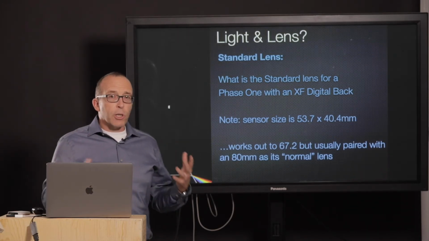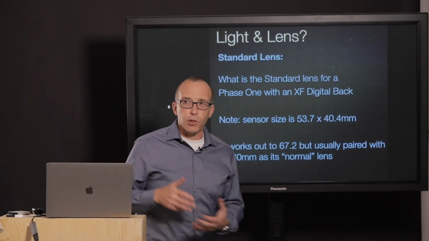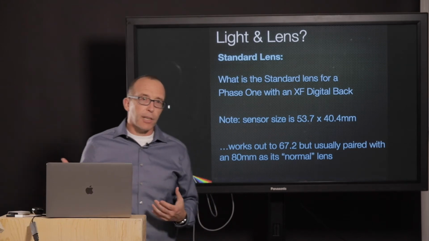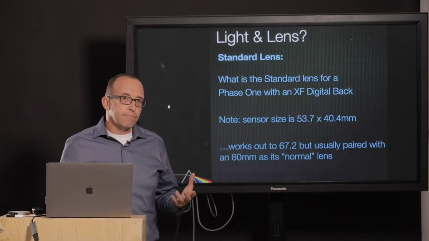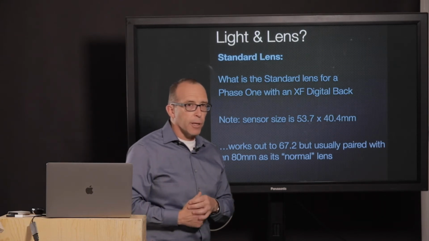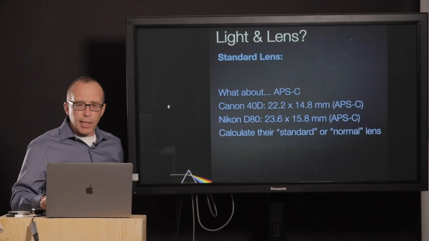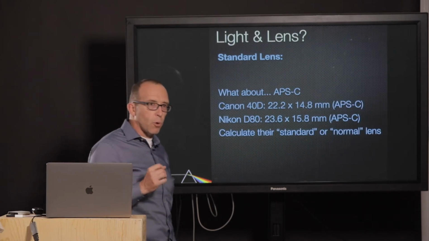Once you get the camera, you're going to want to start shopping for lenses. So how will you know what a normal lens is for your camera? If you bought a 4x5 camera, what's the normal lens for it? It's not 50. 50 would be an extreme wide angle on a 4x5 camera. So what is the normal lens? That's where understanding how these formulas work is important.